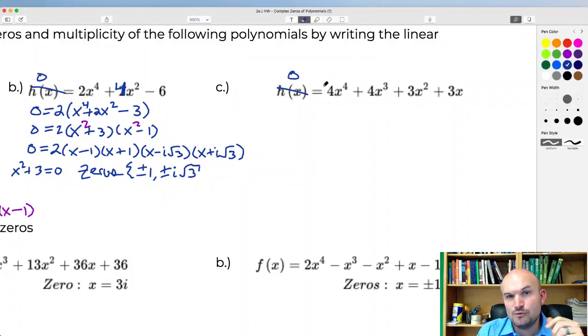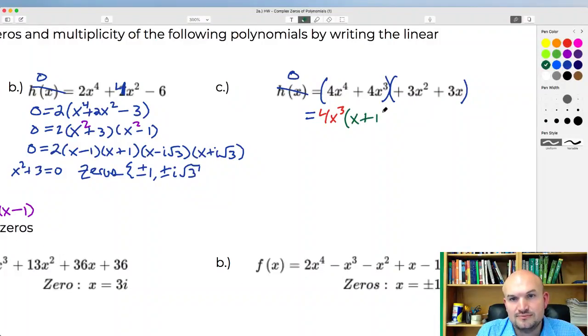For this technique, what we're going to do is group the first 2 terms, group the last 2 terms, and now factor out the GCF of each of those groupings. So the common factor of 4x to the 4th and 4x cubed is going to be, let's use a different color, let's use red, 4x cubed, and when I factor out a 4x cubed, I'm left with x plus 1.